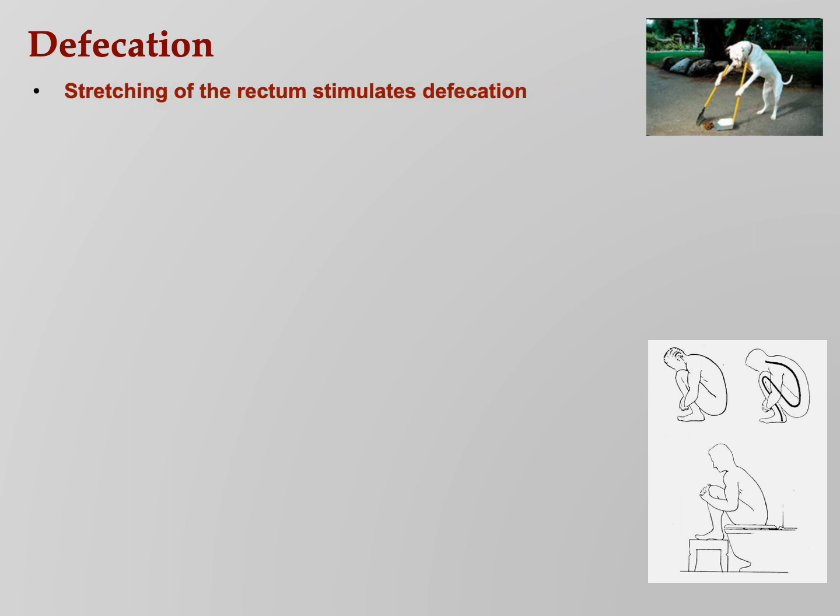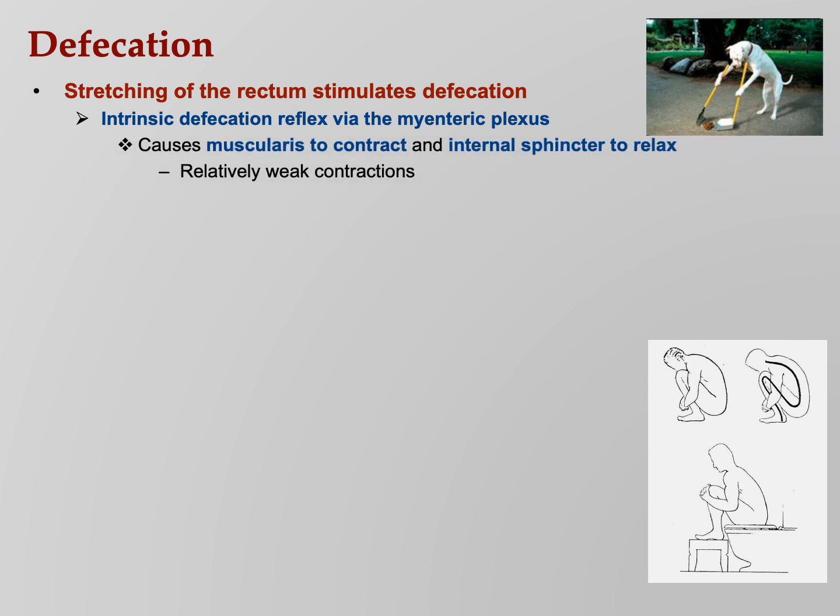Stretching of the rectum stimulates defecation. So in other words, when material gets into the rectum, that stimulates the nervous impulses for defecation. Intrinsic defecation reflex via the myenteric plexus. Again, one of the 2 plexuses of the gastrointestinal system. Causes muscularis to contract, internal sphincter to relax. Remember, that happens automatically. The internal anal sphincter opens automatically when feces enter the rectum.